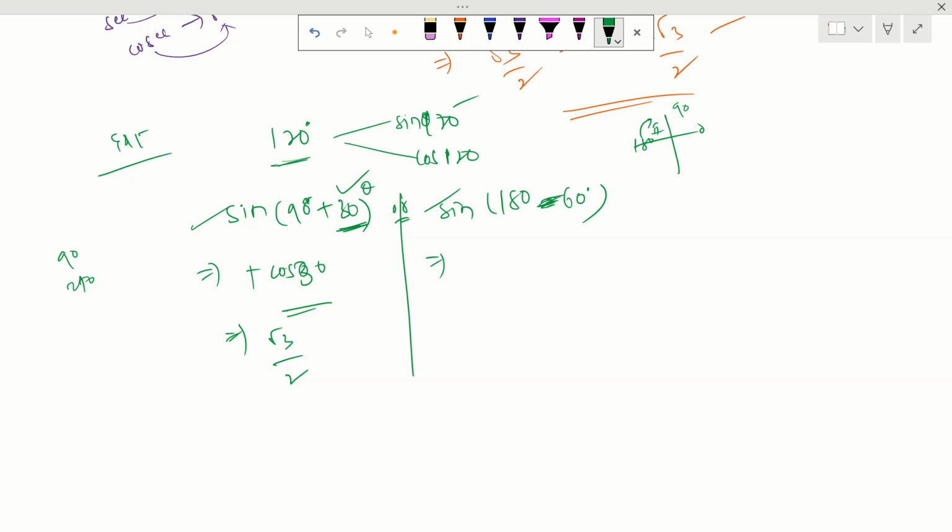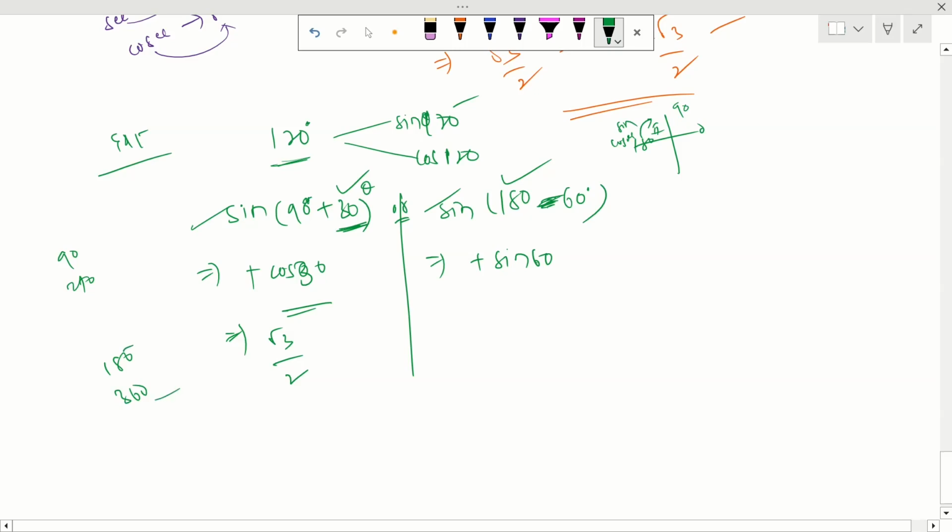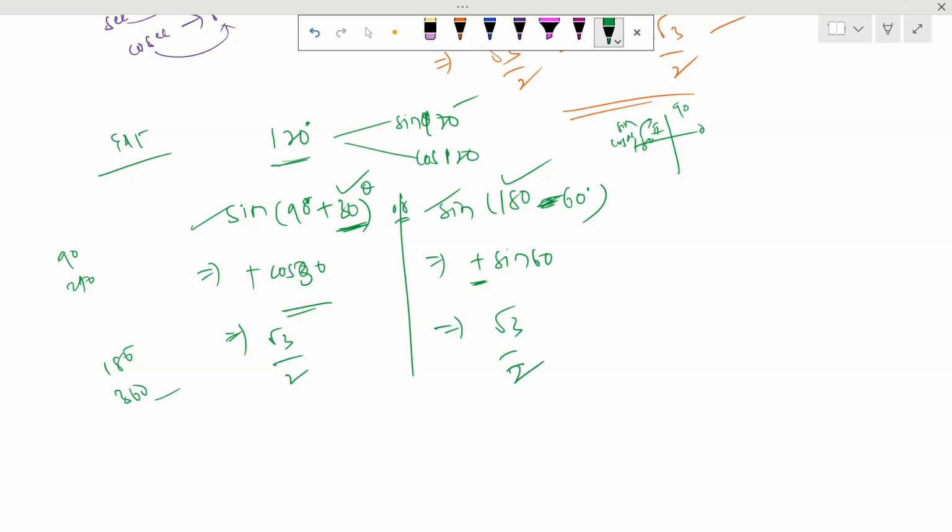In the second quadrant, sine is what? In the second quadrant, sine and cosecant are positive. I have mentioned sine and cosecant are positive. Therefore, here it is positive. And in case of 180 and 360 degrees, sine is sine only. It lies in the second quadrant, so the sign convention is plus only. So sine 60 is what? Sine 60 is root 3 by 2. Both values are the same.